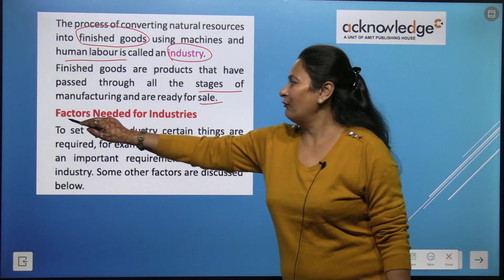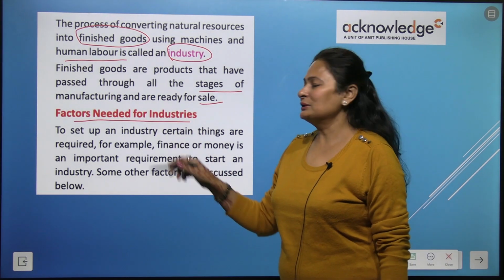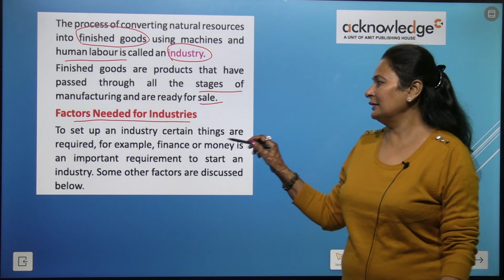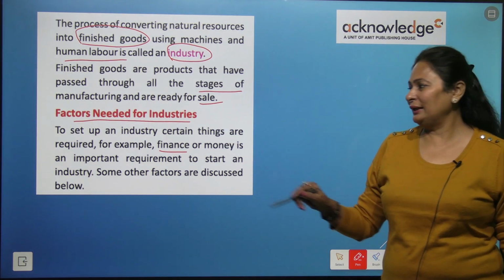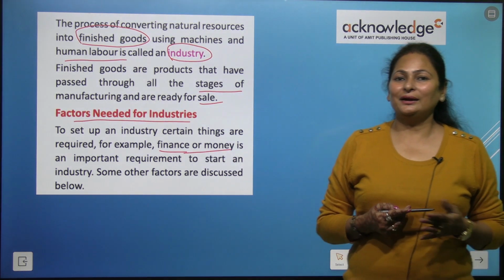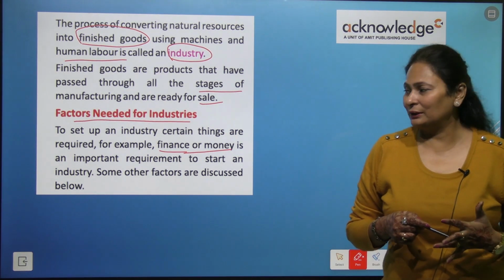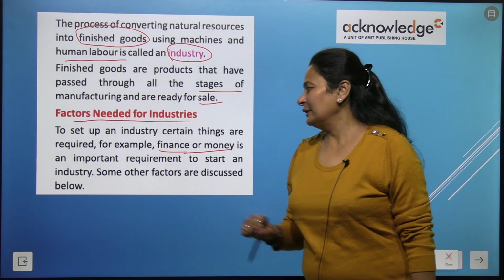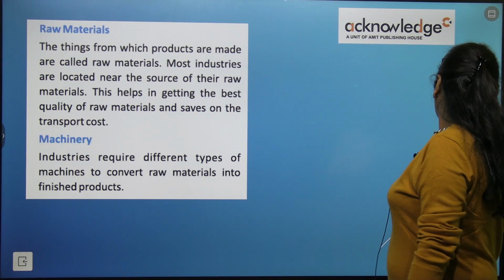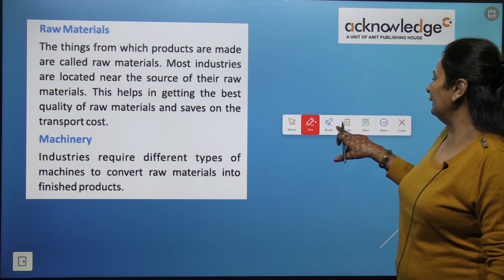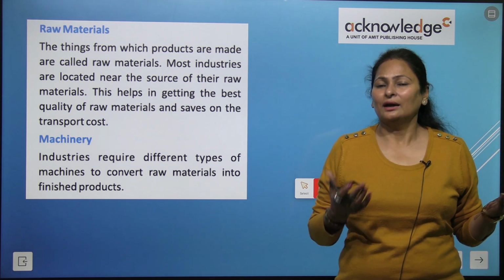Now move on to the factors needed to set up an industry. To set up an industry, certain things are required, like finance or money, which is the priority, on top of the list, right? Money is needed to start an industry. Some other factors that we are going to discuss: these are raw materials. To make the final product, you need some raw material, right?